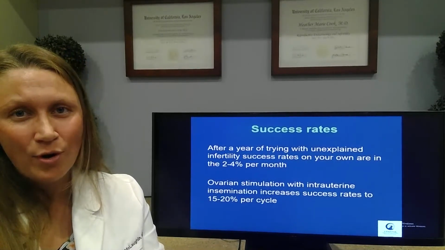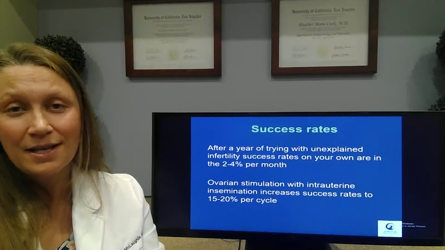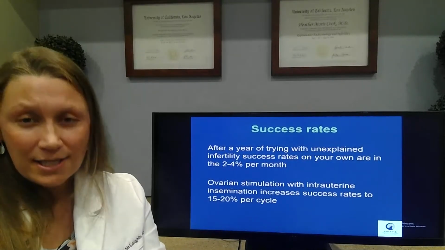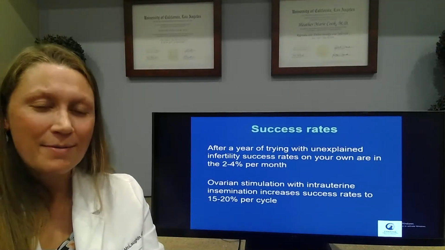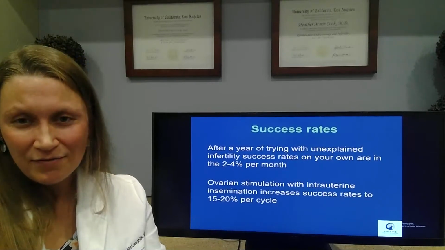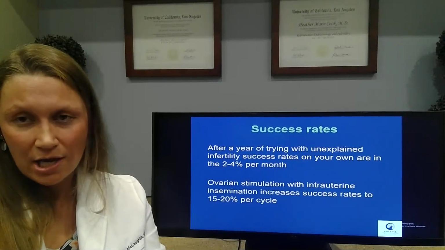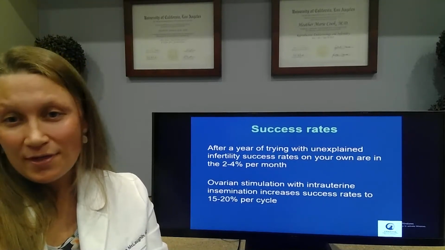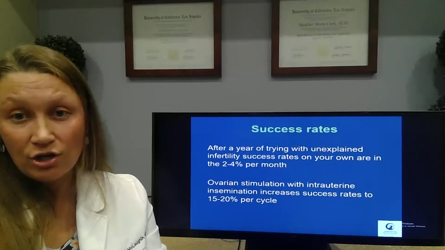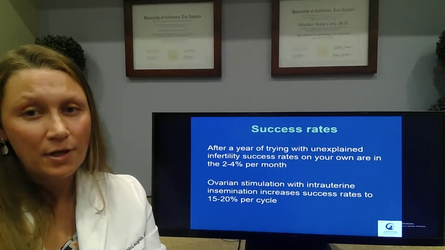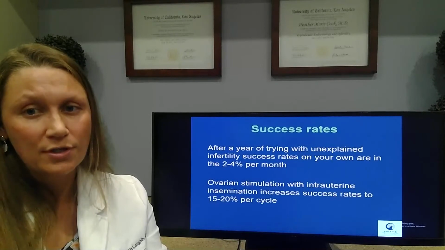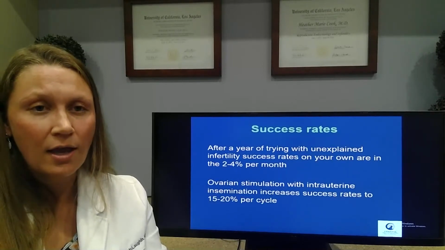I think it's important to just think about unexplained infertility. A couple comes to see me, they have unexplained infertility, they've been trying for over a year. The important thing to know is your success rate on your own is still not zero, but it's probably low. It's probably in a 2 to 4% range after a year of trying.